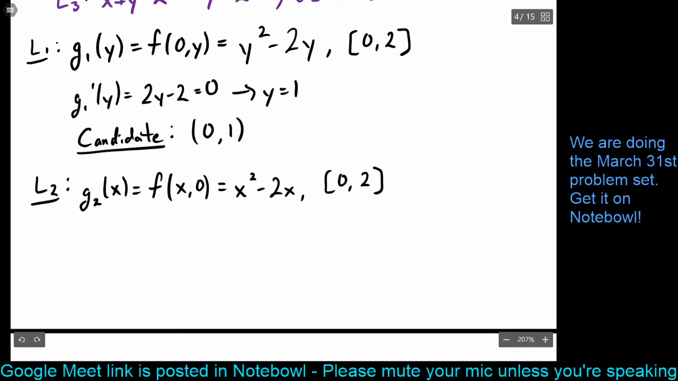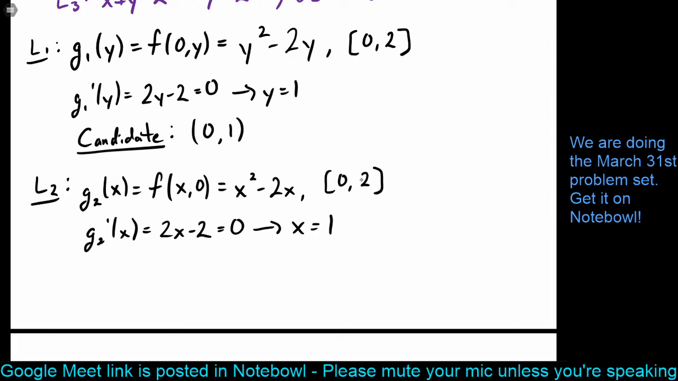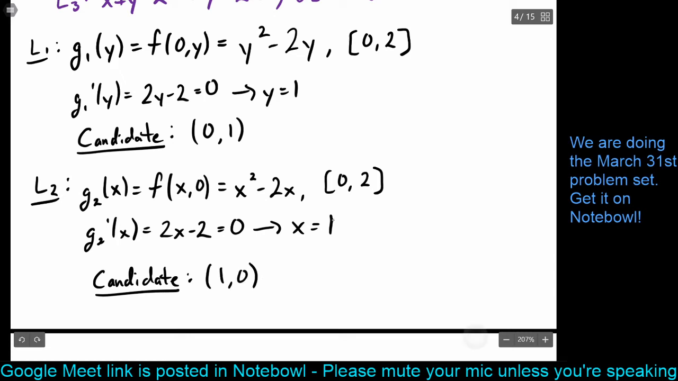Okay? So g2 prime of x is going to be 2x minus 2. Set that equal to 0. This tells me that x has to be 1. And that's between 0 and 2, so we're good. So another candidate is 1 comma 0. Y has to be 0 and x is 1.